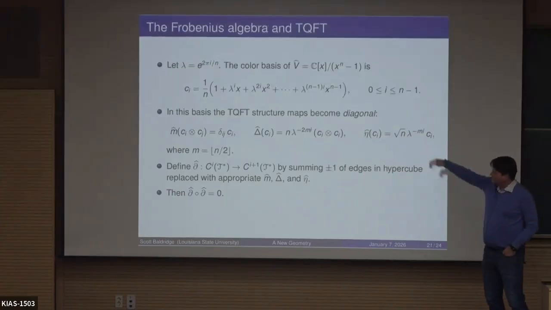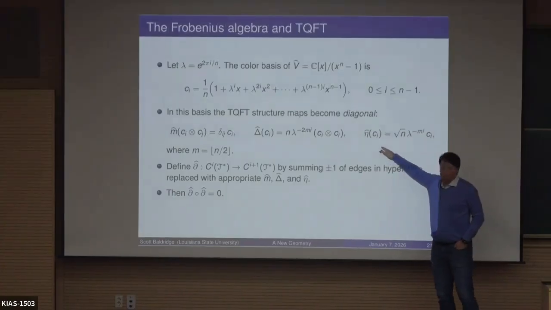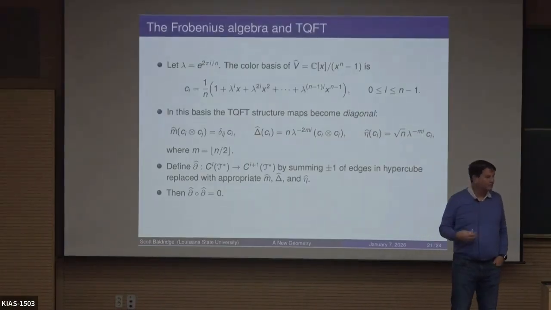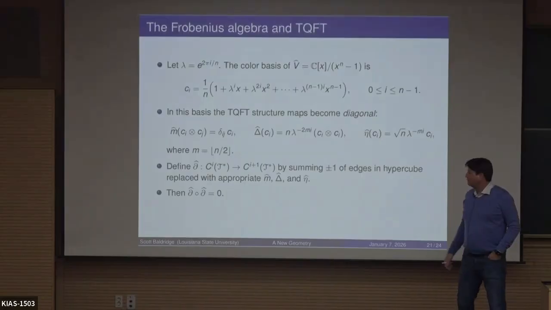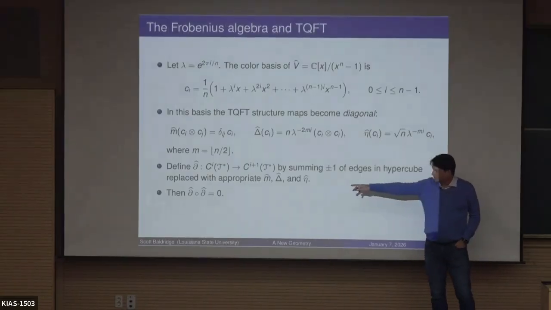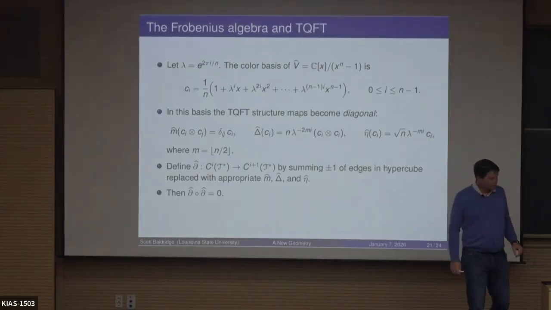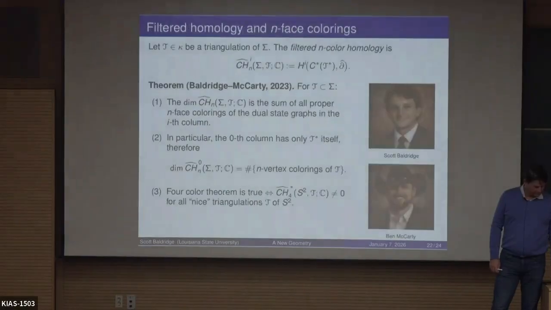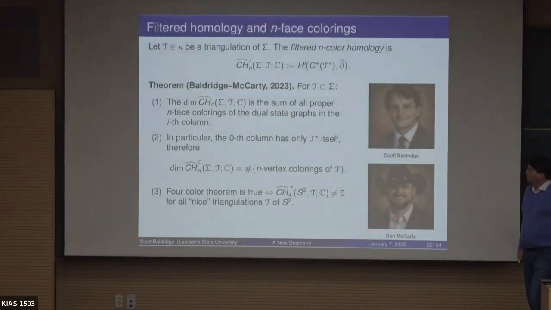So that's the color basis. Here's the actual maps. It's actually a 2 plus 1 TQFT. I could go into all of how that works. Turns out that del squared is 0, del hat squared is 0, which allows us to get a homology. That homology is filtered n-color homology. So that's the definition up there.